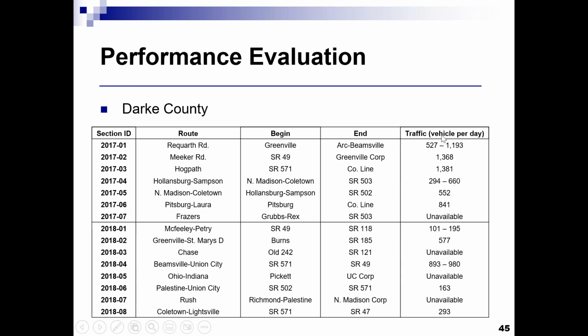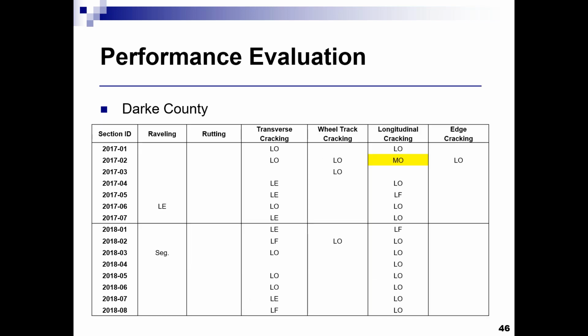Okay. And in here, you can see the traffic level. Traffic level in here is relatively lower. So you can see it's all less than 1,500 vehicles per day. And this slide shows a summary of the performance evaluation results. You can see that we had little raveling in here. So that's one. Okay. And we had very minor, actually, if you see in here, we have LO. So this is low severity and it's occasional. It's not even extensive for the low temperature cracking.